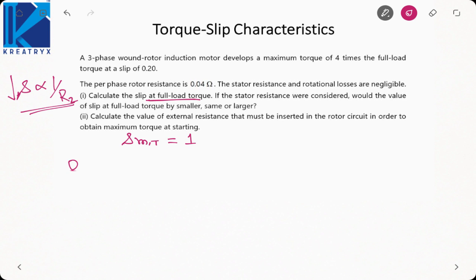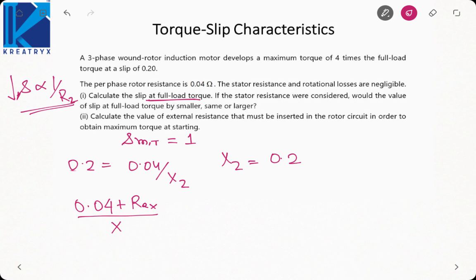Now initially the slip for maximum torque is 0.2. Rotor resistance is 0.04, which means the rotor reactance would be 0.2. Now when slip becomes equal to 1, which means (0.04 plus external resistance) upon reactance must be 1, which means external resistance is 0.16 ohm. So whenever you see this kind of condition, that slip for maximum torque or maximum torque becomes equal to starting torque, you just equate slip for maximum torque to be 1.